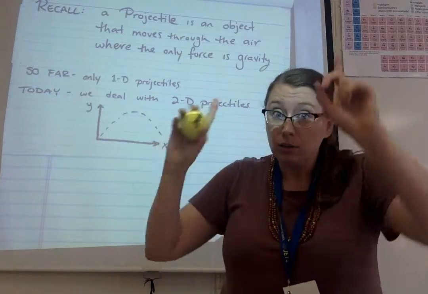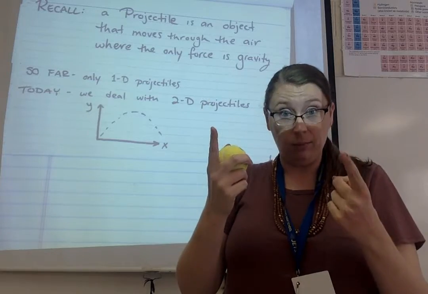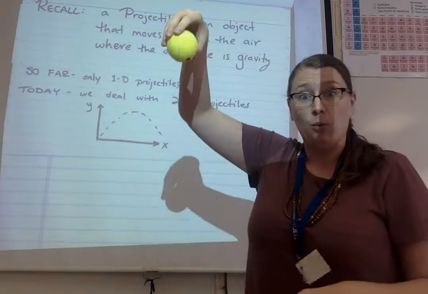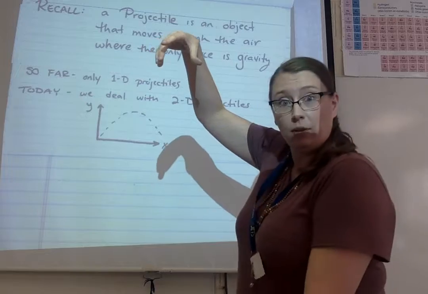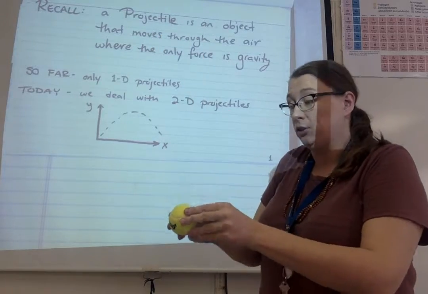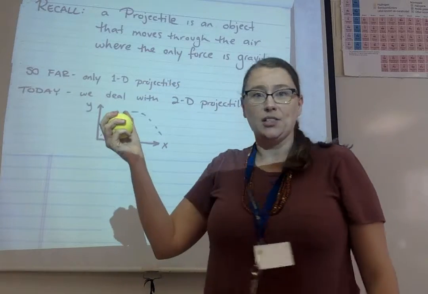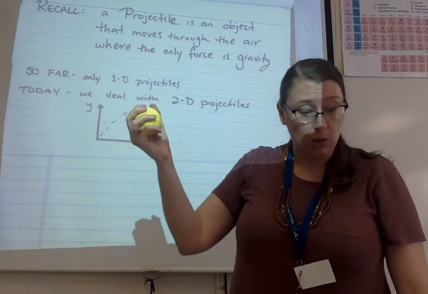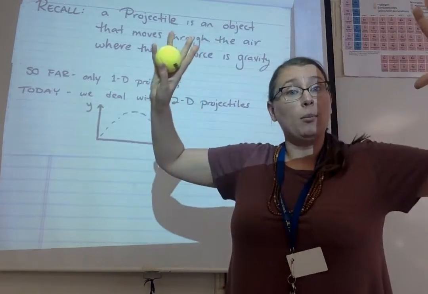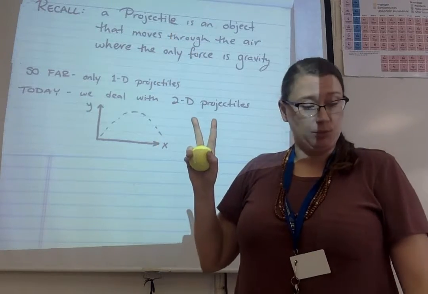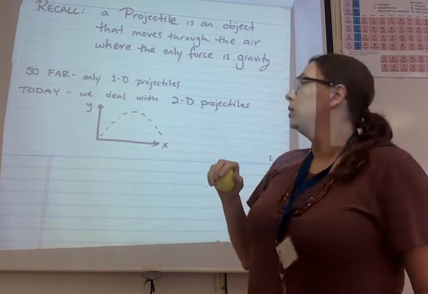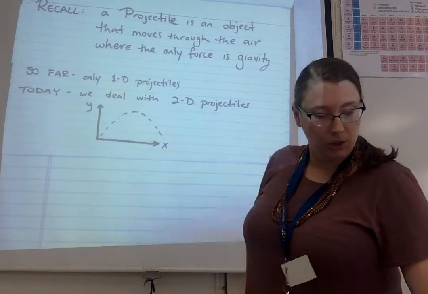So far we've only talked about one-dimensional projectiles. Ones that are dropped, free fall, ones that maybe have initial vertical velocity, and maybe even ones that have initial negative velocity. They get thrown down. So today, we're going to open it up. We're going to think about two dimensions. We're going to talk about two-dimensional projectiles. So let's move on.